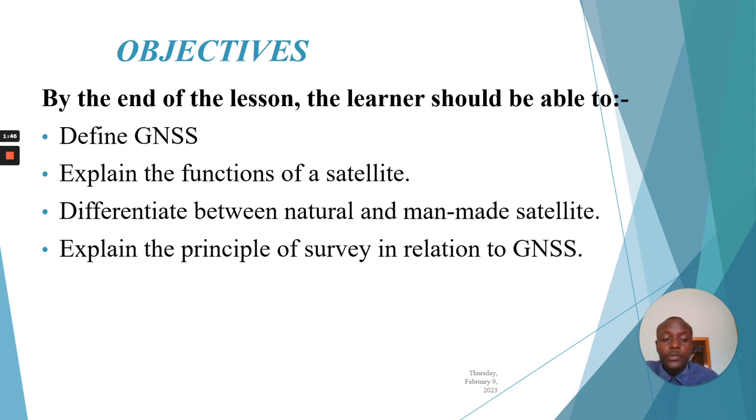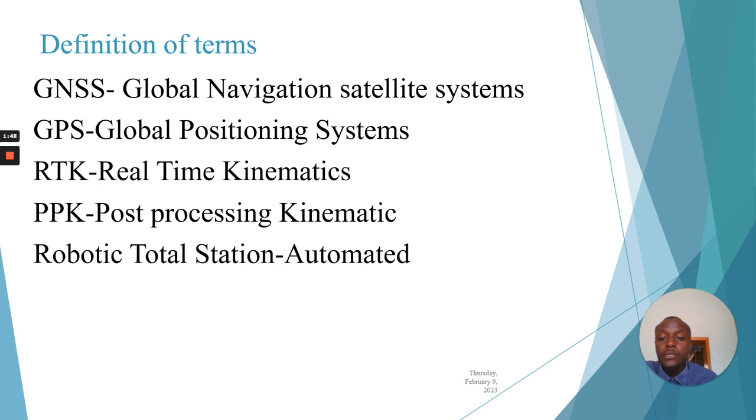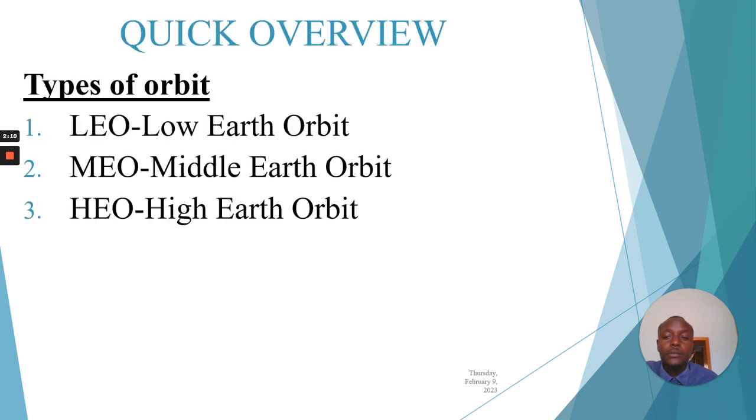Then we look at the definition of terms, whereby we have the GNSS, the Global Navigation Satellite Systems. Then we have the GPS, the Global Positioning Systems, the ones that we have in our gadgets, and the handheld GPS. Then we have the RTK, that's the real-time kinematic, the PPK, post-processing kinematic, and the robotic total station, which is automated.